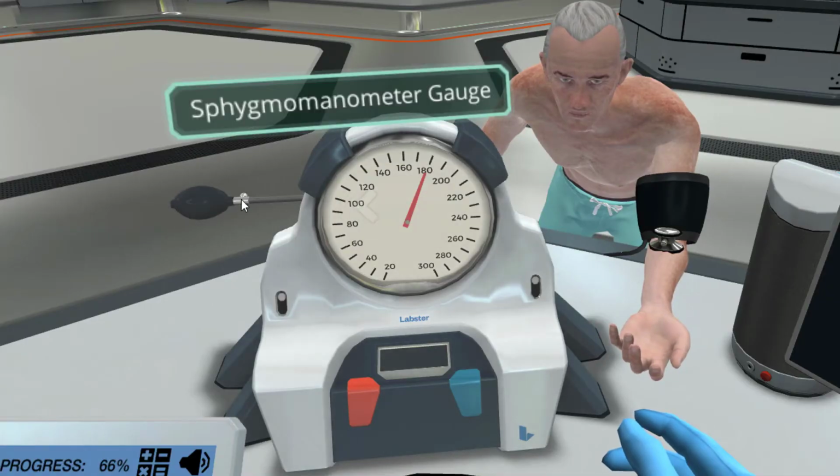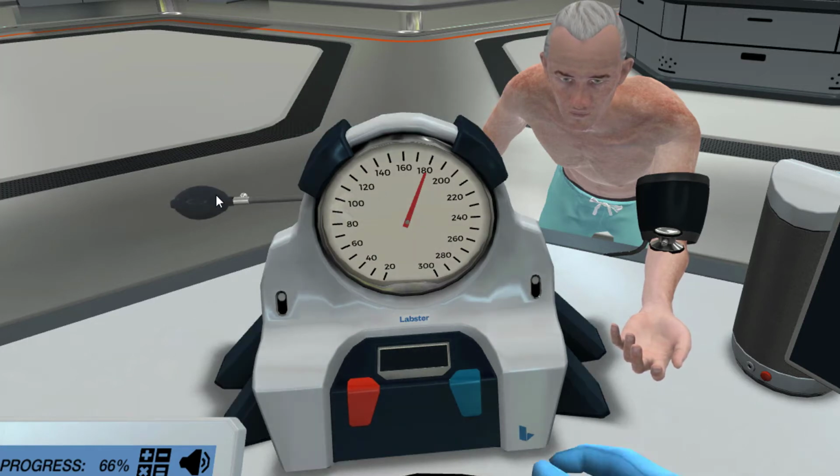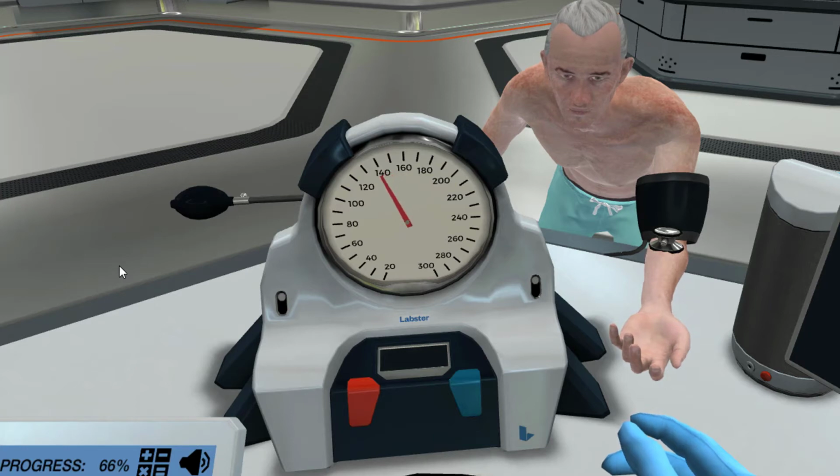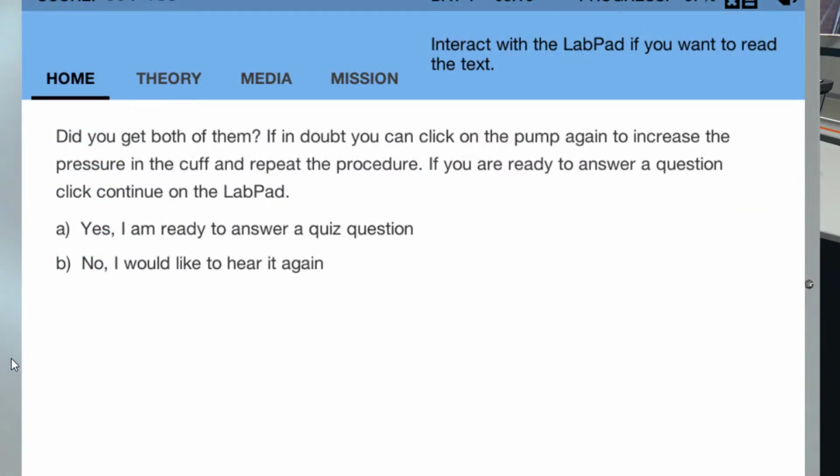If you click on the pump now, it will release the pressure little by little. Remember that, for the systolic pressure you need to pay attention for the first knocking sound and needle bounce up. For the diastolic pressure you need to pay attention to the moment when the sound fades and the needle stops bouncing. Did you get both of them? If in doubt you can click on the pump again to increase the pressure in the cuff and repeat the procedure.